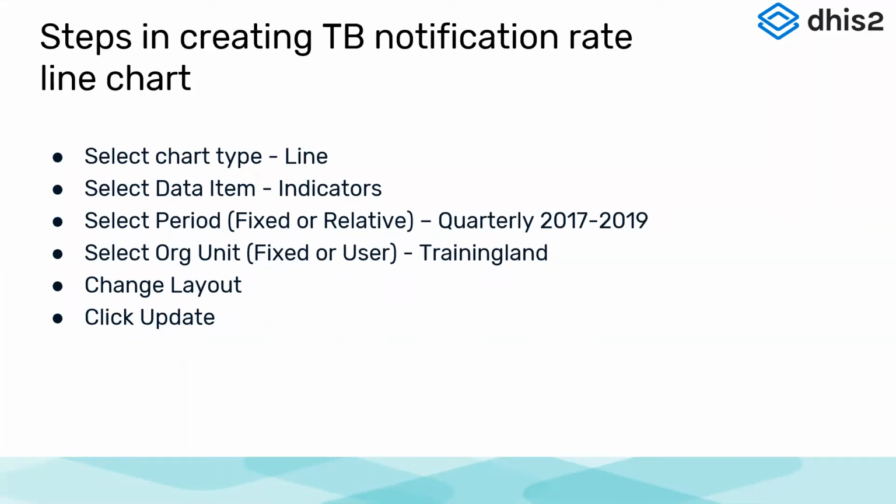So we are going to create this TB notification rate chart step by step in our system. So what we are going to do is we have to select the chart type first, that is the line, then the data item, which are the four indicators I mentioned, then the period, whether it's fixed or relative. For our chart, we will select quarters of 2017 to 2019. So there will be four quarters each year, and for 3 years there will be 12. So we have to make sure that there are 12 periods in our chart. And the org unit, we will choose training land. And if you want to change the layout, you can change and then click update. So those are the steps in creating the line chart. So we will go to the demo and see whether we can create this chart.